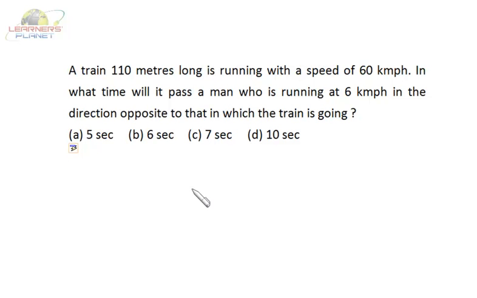Okay, now in this case, the train is going in this direction and the person is coming from this direction. That means the relative speed will be the addition of their speeds, that is 60 plus 6, 66 km per hour. Now let's convert it into meter per second. So it is 66 into 5 by 18 meters per second.